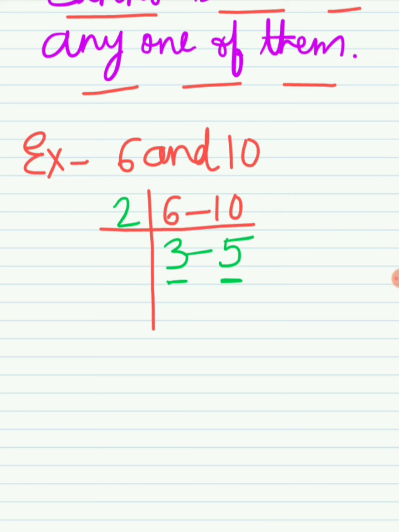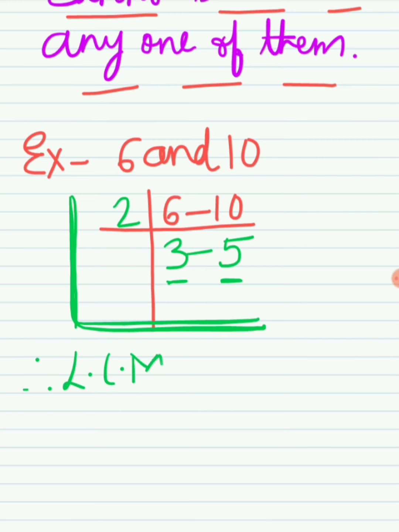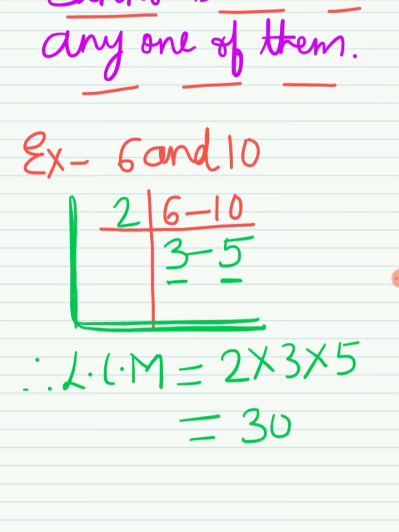3 comes in the 3 table, 5 comes in the 5 table, so we can't solve further. Now what we have to do in LCM is always follow the L method. L method means you start multiplying from here and move until here. Therefore LCM is equal to 2 into 3 into 5. So 10 threes are 30. So 30 is your answer. Or 2 threes are 6 and 6 fives are 30. Whichever way you find easy, you multiply.